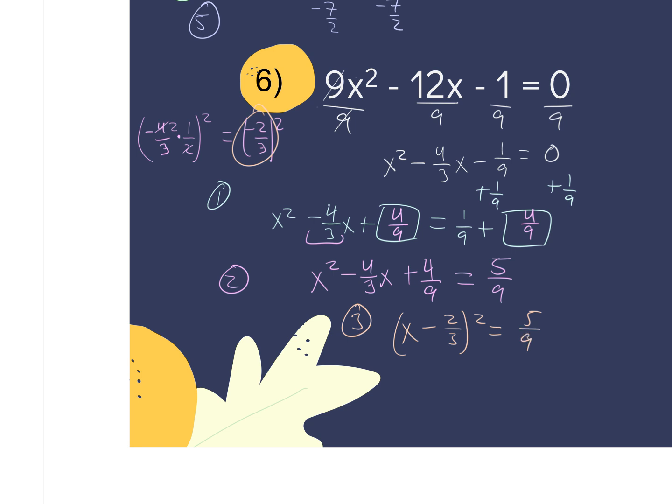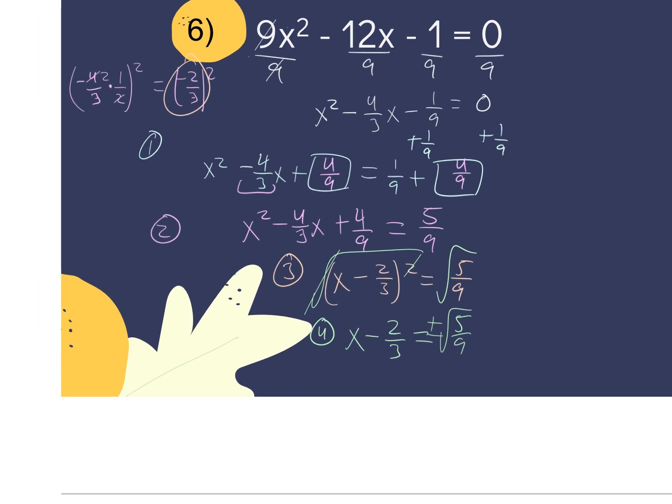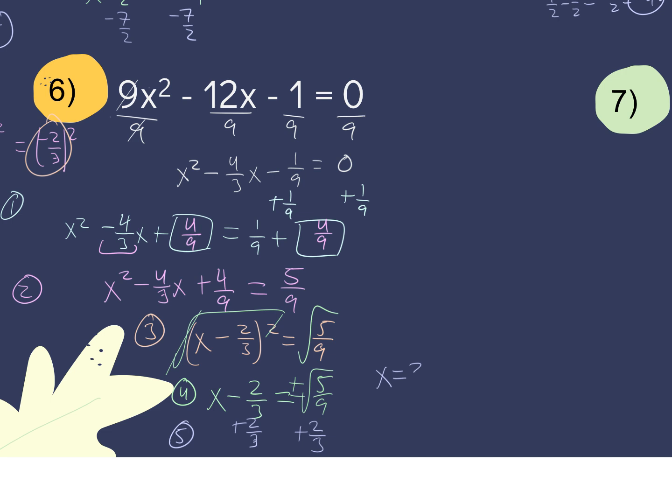All right, and then the next thing you want to do, square root both sides. After you take the square root of both sides, the square root and the square cancel out. Then we get x minus 2/3 equals plus or minus the square root of 5 over 9. Don't forget the plus or minus, like I just did. The last thing you want to do is add 2/3 on both sides. So then we get x equals 2/3 plus or minus the square root of 5 over 9.